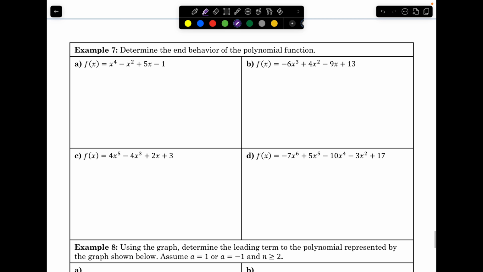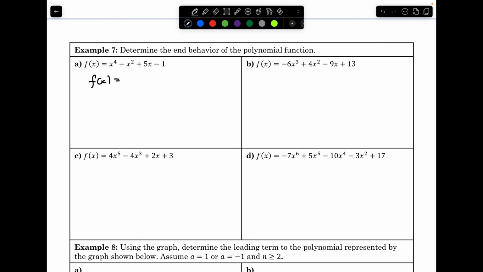So let's look at these 4 examples right here, okay? Like I said, the first thing we're going to do is determine what's happening on the right side, and then we can figure out what's happening on the left side. To determine what's happening on the right side, we're going to look at the leading coefficient. We're only going to focus on this term right here.